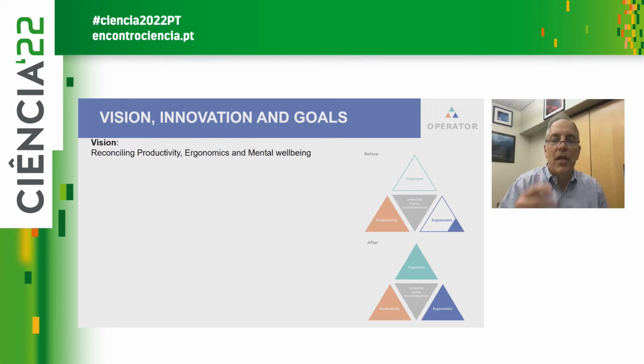What is the vision? What are the innovations? What are the goals of this work? Well, the first is to reconcile these three domains, which until this time have really not been addressed in a balanced way. You see that big triangle with the four elements on the right. Some people have addressed productivity, others ergonomics, others mental well-being. Our goal is to bring them all together. Advance, please.